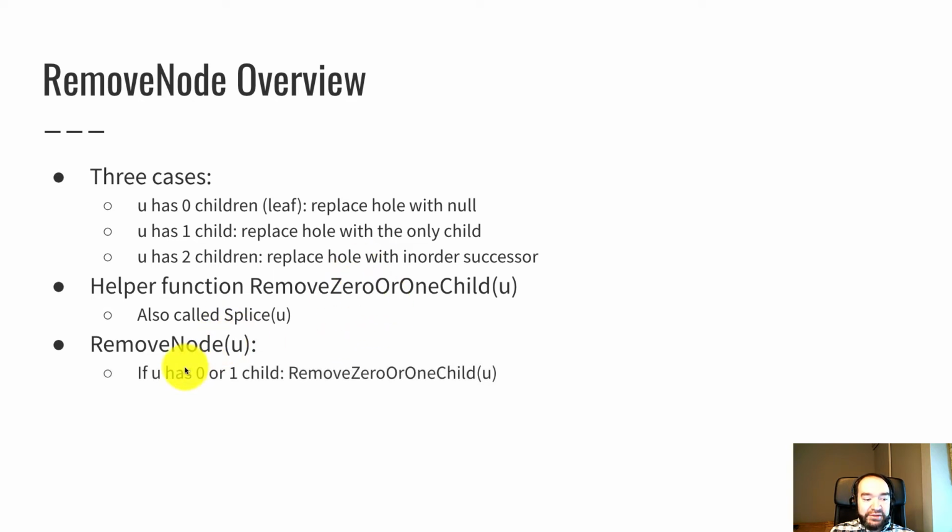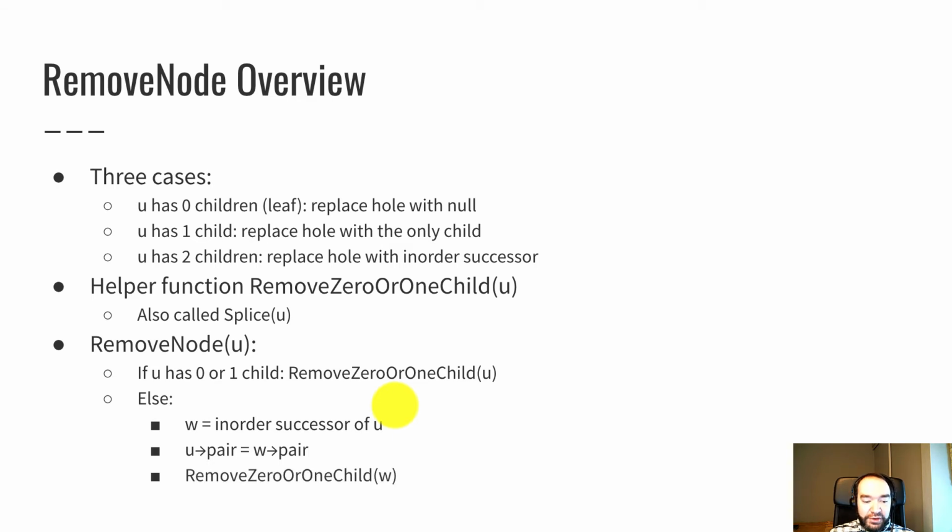So if U has 0 or 1 child, we just make one function call to remove 0 or 1 child, and we're done. Otherwise, we have to deal with this successor thing. So let W be the in-order successor of U. We find the successor W, and then U's pair equals W's pair. So we copy the contents of the successor W into U, the node that we want to get out of the tree. And then we can call remove 0 or 1 child on W, the successor.